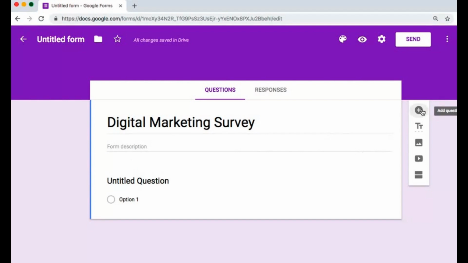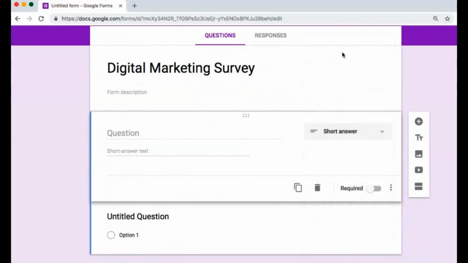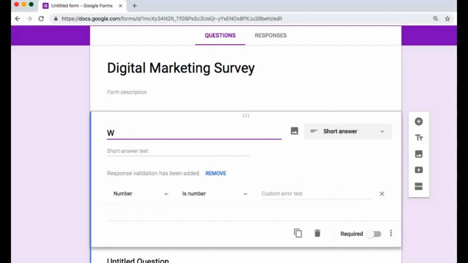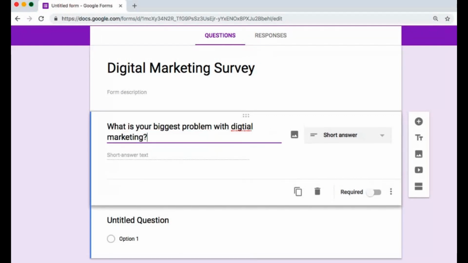So we're going to add in our first question. We're going to make this a short answer, and what you want to type in here is the first of our 3 magic questions, which is, what is your biggest problem with? Now what you want to do here is put in whatever your topic or your niche is. So for example, I'm just going to say digital marketing. Obviously, you want the spelling to be good. So we can change this and tidy it up.